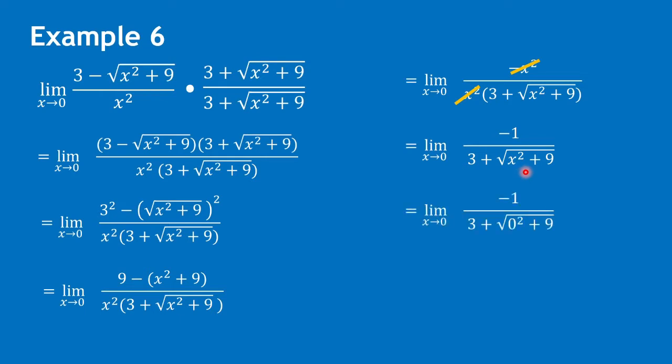We can now substitute 0 to the variable x. So to simplify, this would be 0 squared plus 9, and the square root of 9 is 3. So we can have negative 1 over 3 plus 3, and that would be negative 1 over 6.